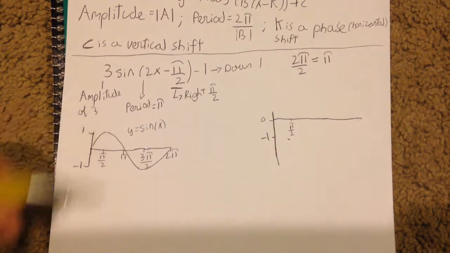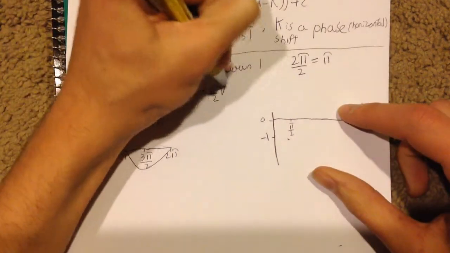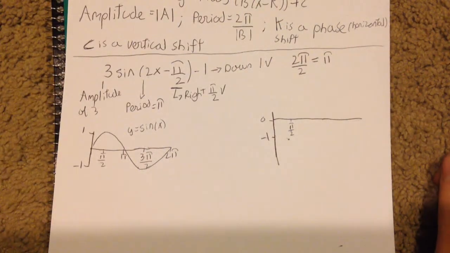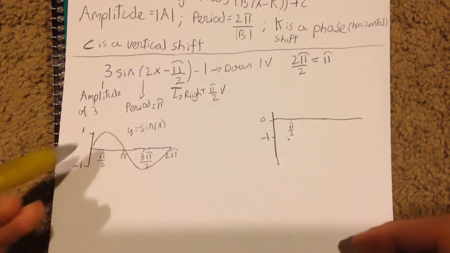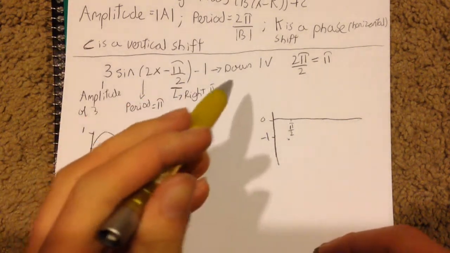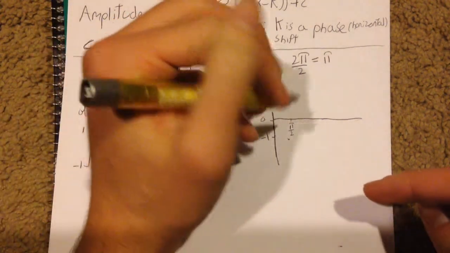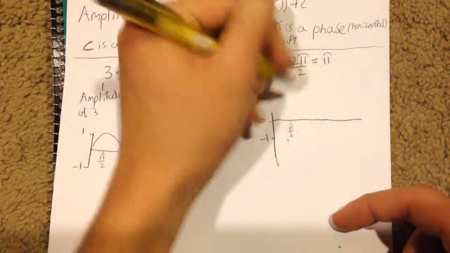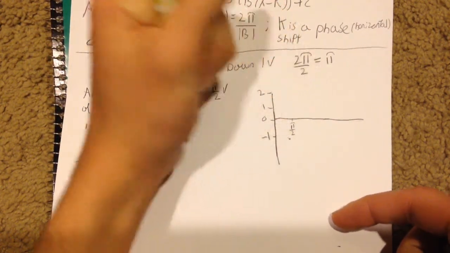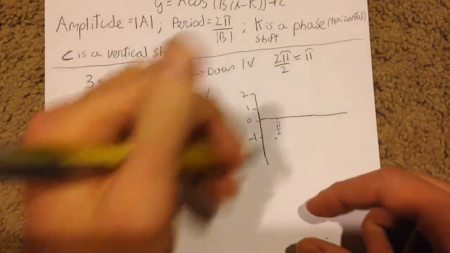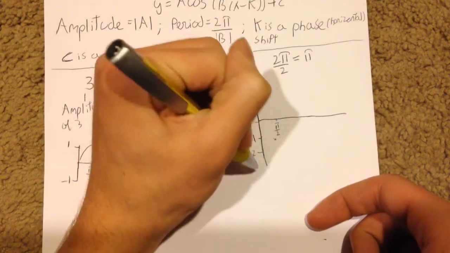Now looking at the amplitude, the function has an amplitude of 3. What this means is that instead of moving up 1 unit, it's going to move up 3 units. So instead of just moving up to 0, it's going to move all the way up to 2, because that's 1, 2, 3. And it's also going to stretch down 3, so this is going to go down to -4.